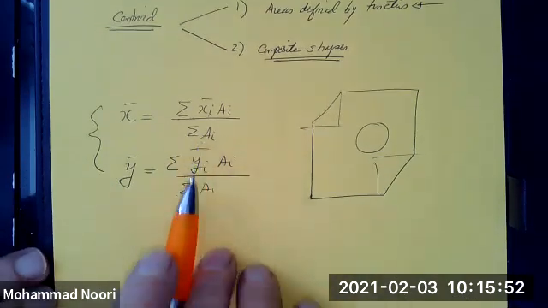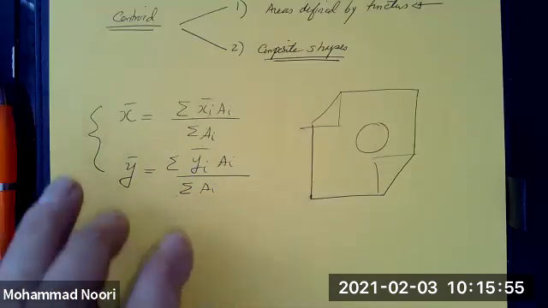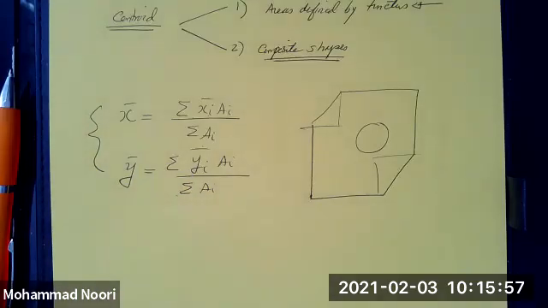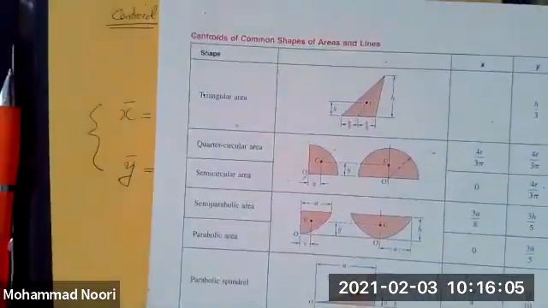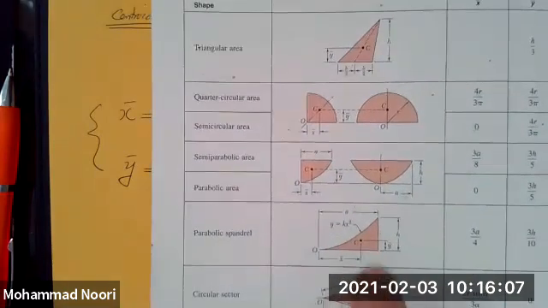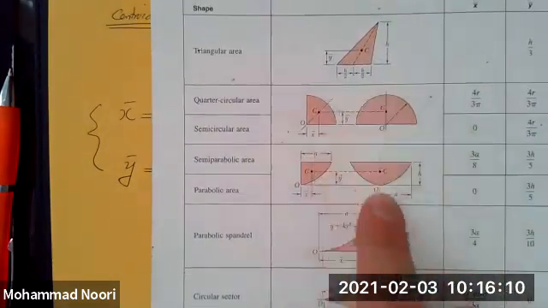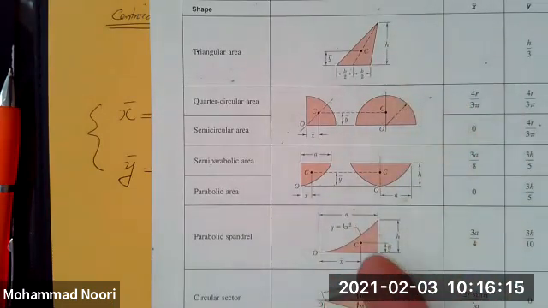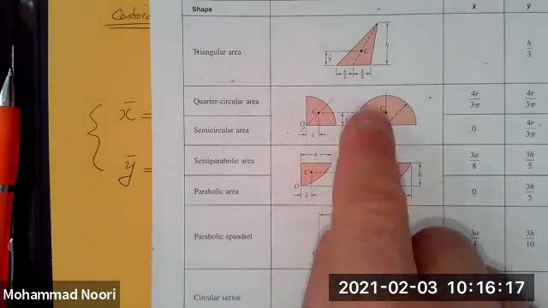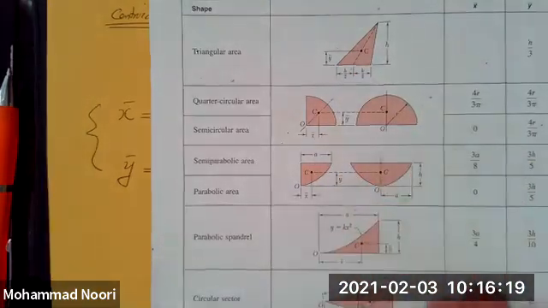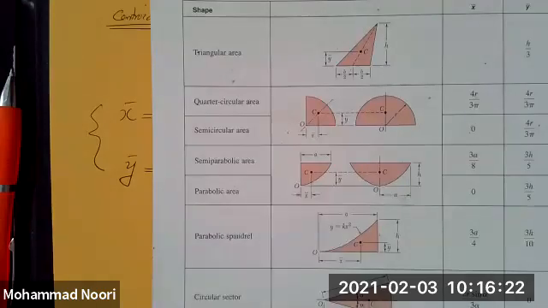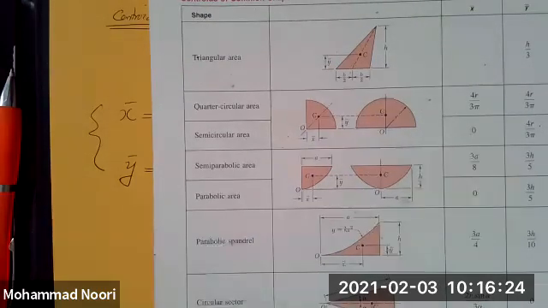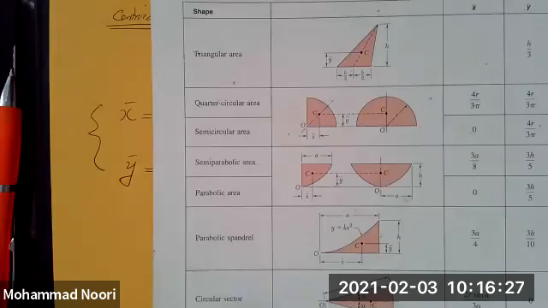As I said, I'll show you how you can find these, but let me first refer you to a table which is in the back of your book. If you go to the back of your book, you will see there is a table where the centroids of simple geometric shapes like a triangle, half a circle, parabola, and so on are tabulated. Obviously, they don't list, for instance, a rectangle, you know that the centroid is the intersection of the two diagonals. But all of these are tabulated.